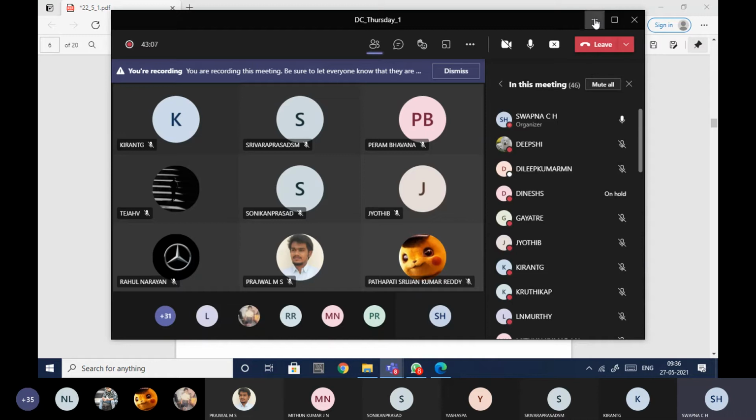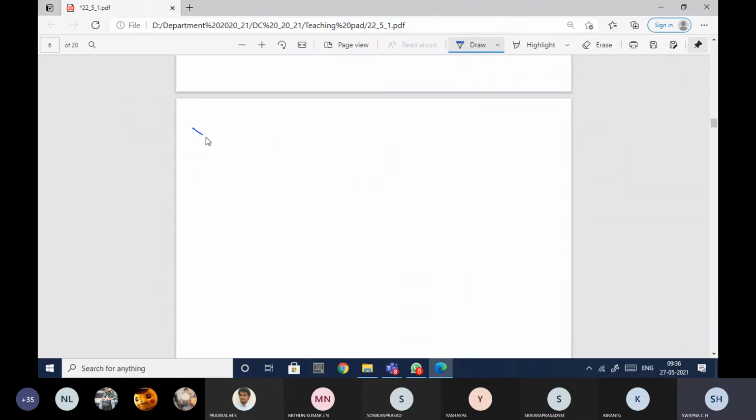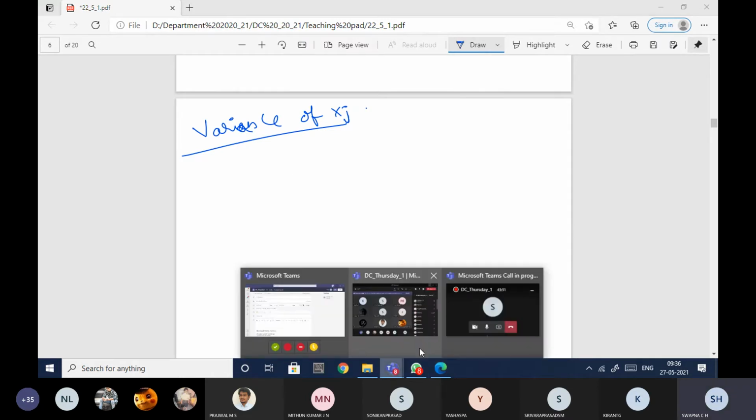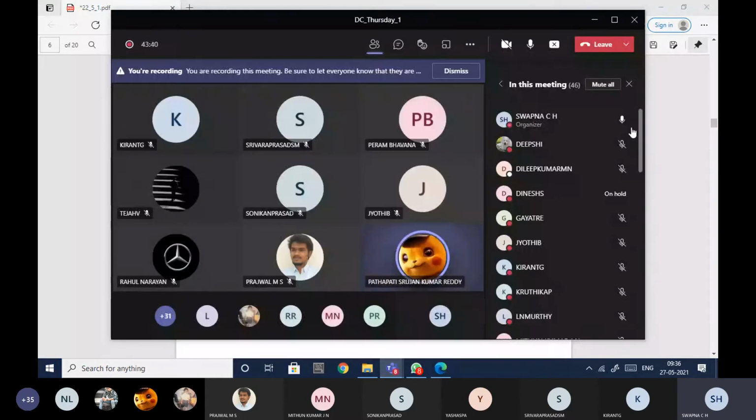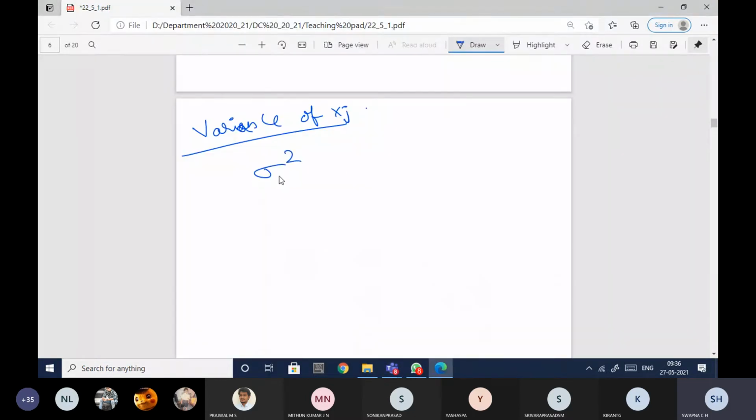So we need to find the variance also. The next derivation is to find the variance of xj. Can anybody tell me how the variance will be denoted? There is some symbol for variance, right? Sigma square, very good. Here I have xj also, just to denote that this variance is related to xj. So sigma square xj will be equal to the variance of xj.